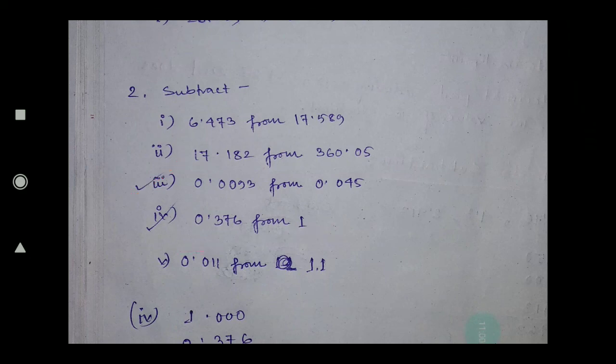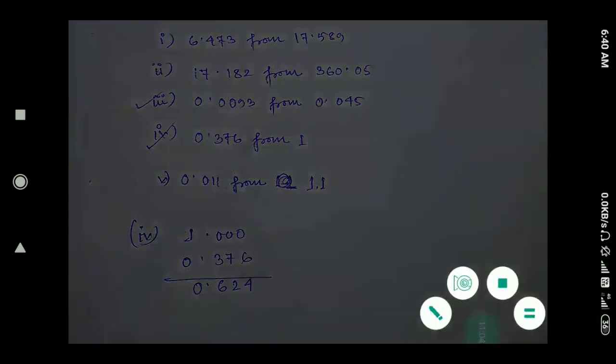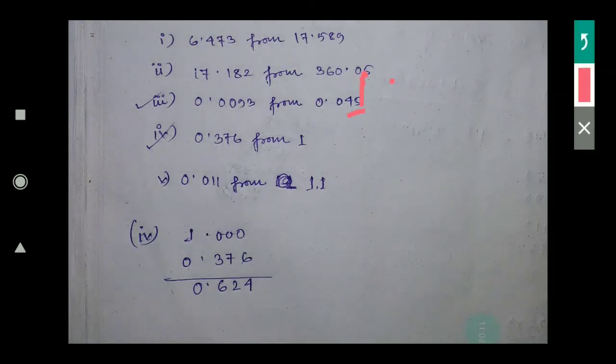Subtract 0.376 from 1. So 1.00. First you write 1 only, because 1 is given. After that 0.376, but see the previous number, the decimal point is not there, that means I have to make the decimal. So can I write 1.0? Yes, 1.0 is the same as 1. Now the subtracted number is 0.376.